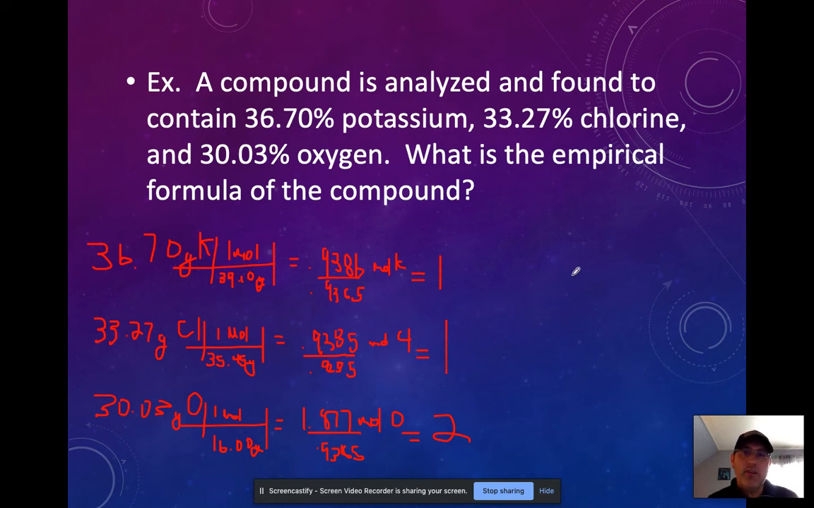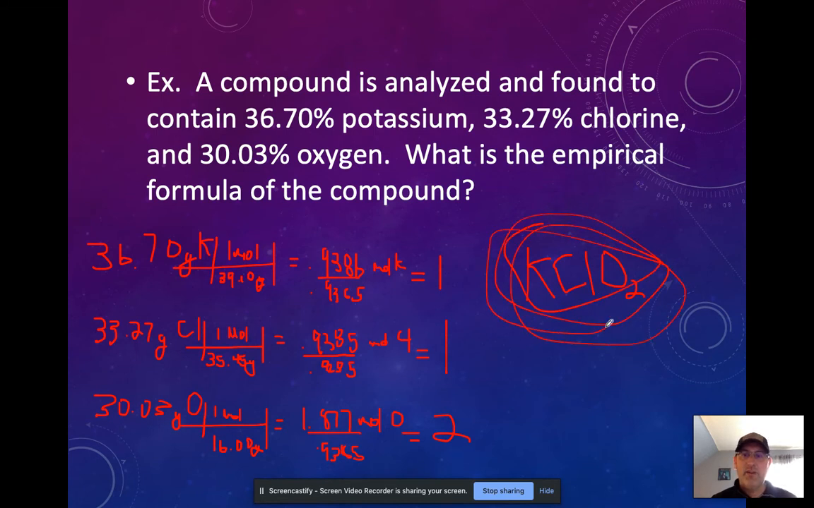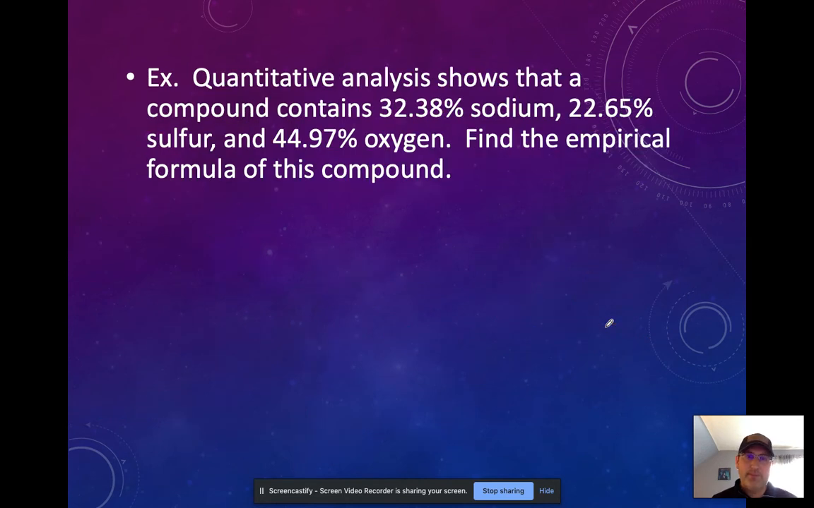So the last thing we have to do in the answer is just write the compound. It's going to be 1 K, and in our problems, it will always be put in the correct order, 1 Cl and 2 O's. KClO2, potassium chlorite. So that is your final answer, KClO2. After all that math, you come down and you have the correct answer being that. Okay, so percent to grams, grams to moles, divide by the smallest, get a whole number.